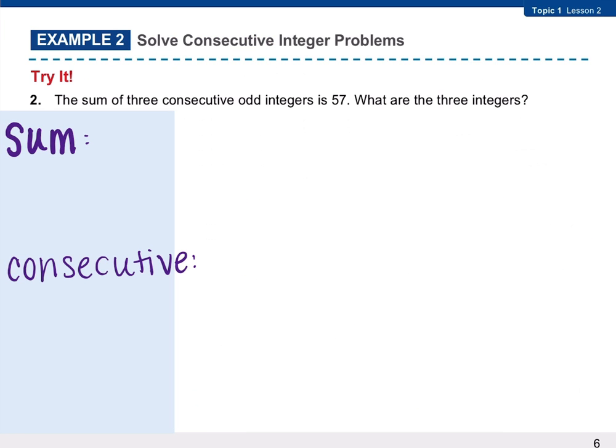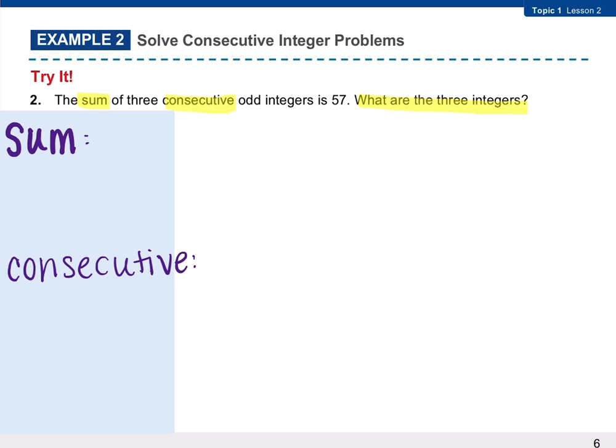Make sure you're done with 1. Example number 2, I already have, again, some notes, some vocab in there. The question asks the sum of 3 consecutive odd integers is 57. So what are those integers?